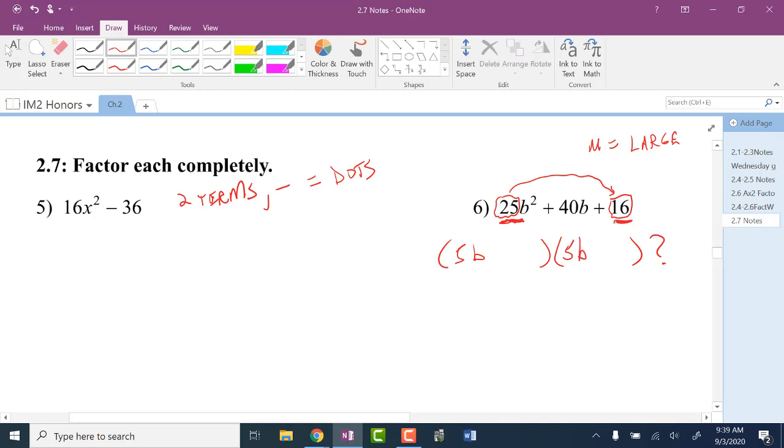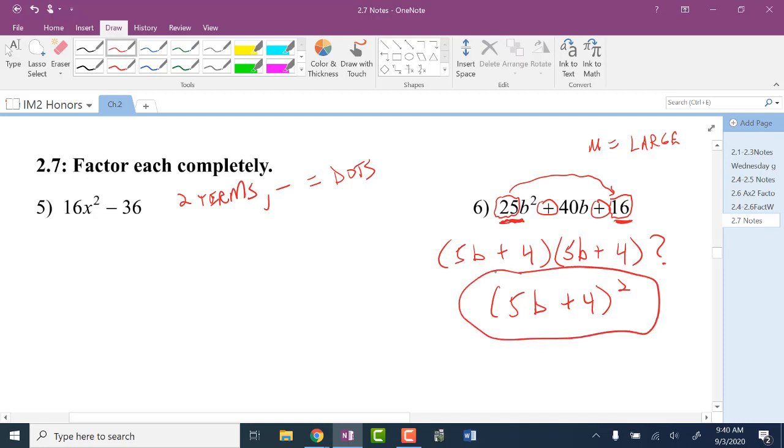And then this is a perfect square, but we have a middle term, and the middle term is positive. And 16's perfect square is 4 and 4, plus plus. Is this right? Well, let's see. 25b squared, of course. Positive 16, of course. 20b and 20b added together is 40b. Darn tootin'. This is a trinomial perfect square, meaning it equals a binomial squared when factored.